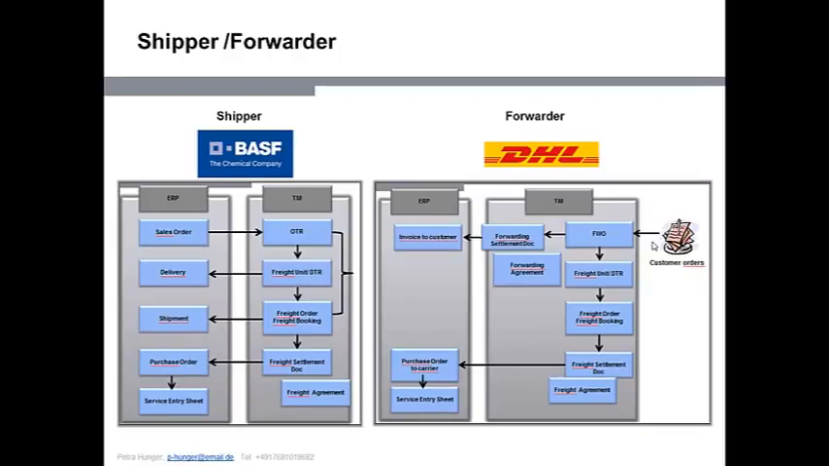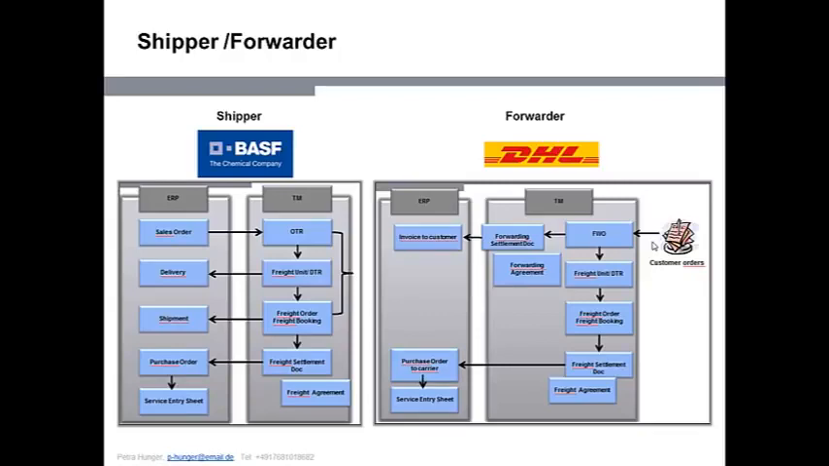The freight cost is not based upon condition records, but on freight contracts with the carriers, called freight agreements in TM. The FSD freight settlement document can be transferred to the ERP, where a PO and service entry sheet is created. This is exactly the same as in LE. These documents are used for invoice control.